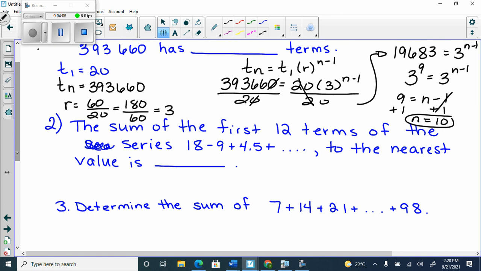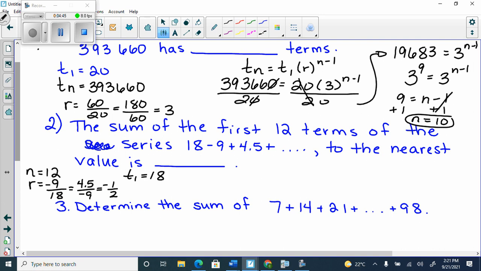The next one says the sum of the first 12 terms, so I gave you n, in the series 18, negative 9, 4.5. If it goes from 18 to negative 9 to positive, that's going to be an R for sure. You don't go positive, negative, if you're adding something. So if the signs change, you know for sure it's geometric, just so you know. R equals negative 9 divided by 18. If you don't know, you can test it out: 4.5 divided by negative 9. Both are negative 1/2. And then T1 is 18.